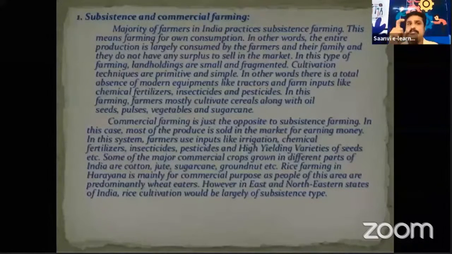So always you must remember, subsistence farming in the sense farmers produce their products for their own use. They are the consumers. There is no surplus to sell in the market. But when it comes to commercial farming, they are profit oriented. Their main aim is to get maximum profit from their yield. It's a market. They sell all the product in the market. Okay, so that is the difference between subsistence and commercial farming.